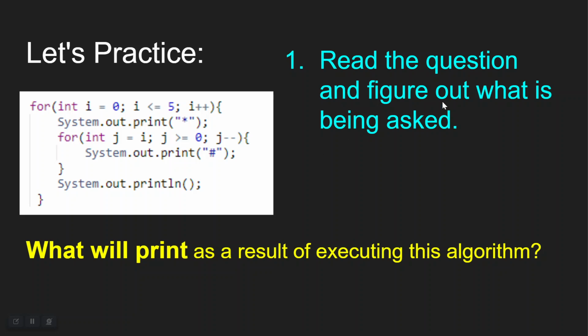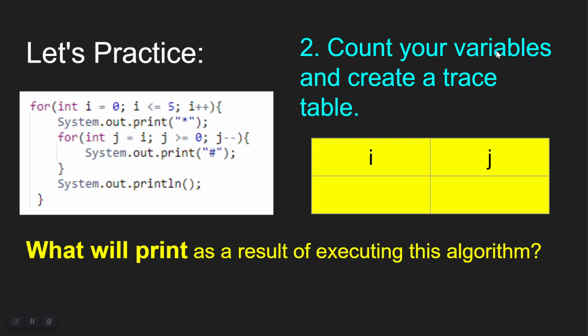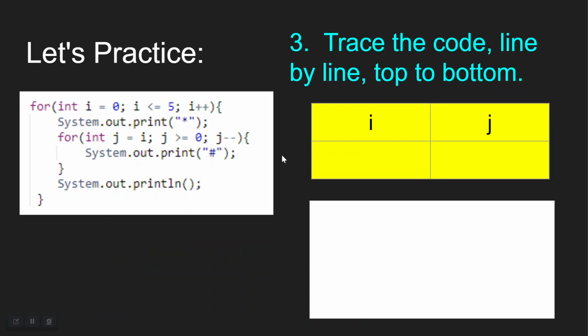So again, what's being asked here? What will print? All right, easy enough. Next, we got to count our variables and create that trace table. We've got I, we've got j, we've got our trace table. Then we got to trace that code line by line, top to bottom. So let's do it. For int I equals 0. So we're going to go ahead and do that. And as long as I is less than or equal to 5, let's go ahead and do what's inside.